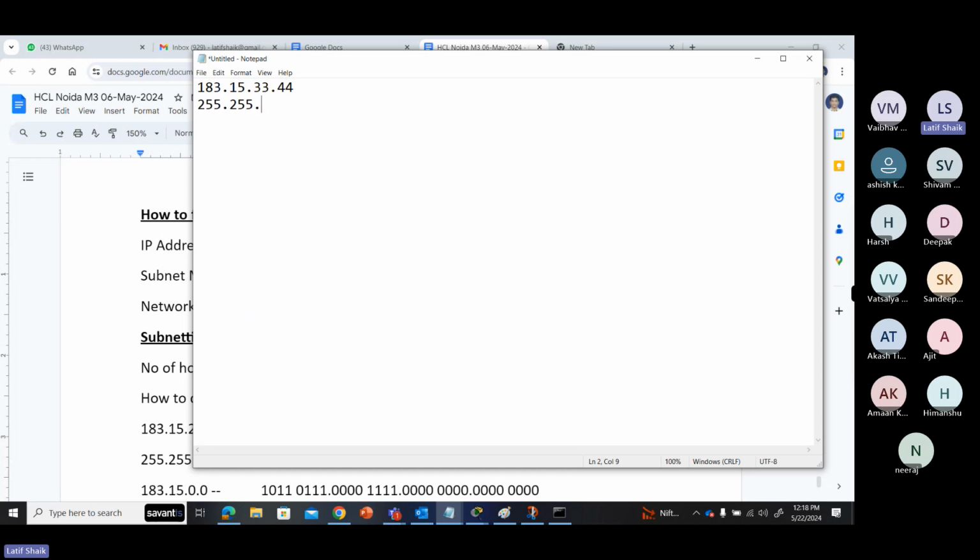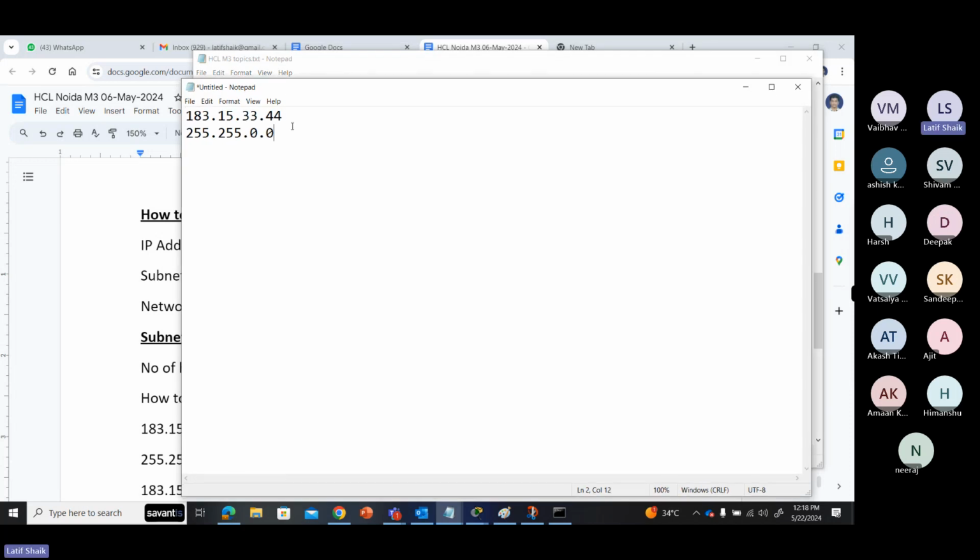So my subnet mask is like this. For example, I'm using this subnet mask. What is the system going to do to find the network ID of this IP address based on the subnet mask? We have to convert everything into binary so that we can do the AND operations. So 183 in binary.